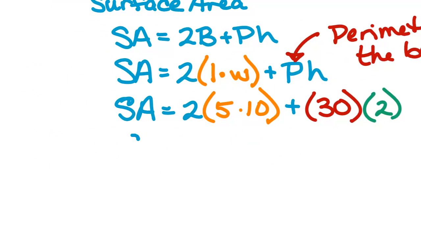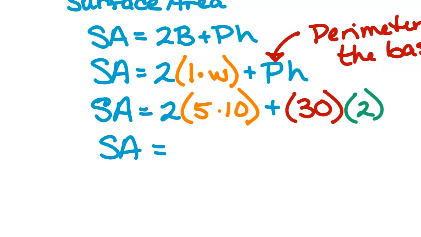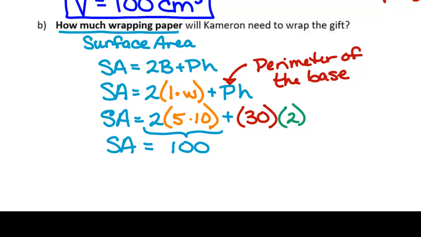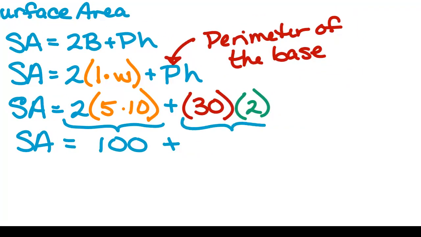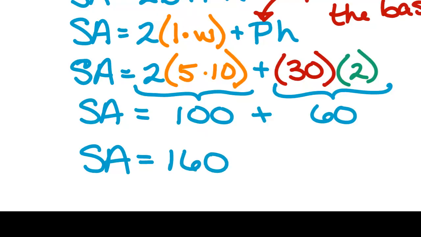All right. So we're going to do this in 2 pieces. What is 2 times 5 times 10? 100. So the area of just my 2 bases is 100 centimeters squared. And then we have plus 30 times 2, and I know 30 times 2 is 60. So what is my total surface area here? 160 centimeters squared, yes.